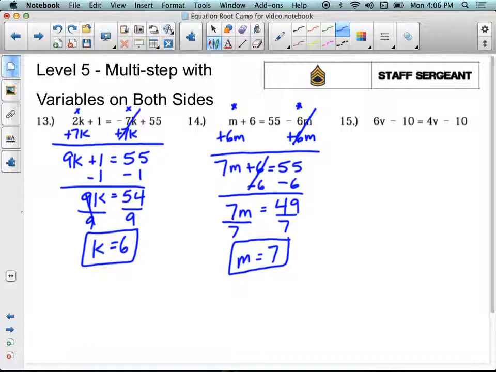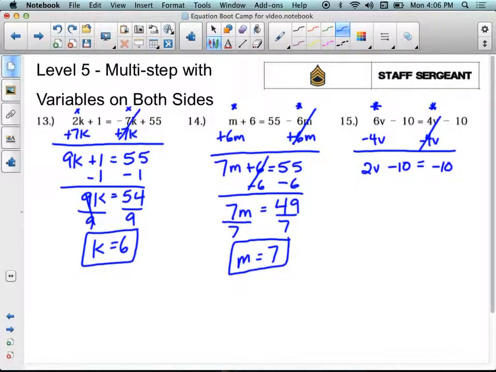Number 15. All right, I have 6v. Want to get all my v's together on one side. That's really important. 6v on one side, 4v on the other side. The smaller one is the 4v. That's the one I'm going to move. To eliminate a 4v on the right, I'm going to subtract 4v from both sides. Okay? I've got 2v minus 10 equals negative 10.